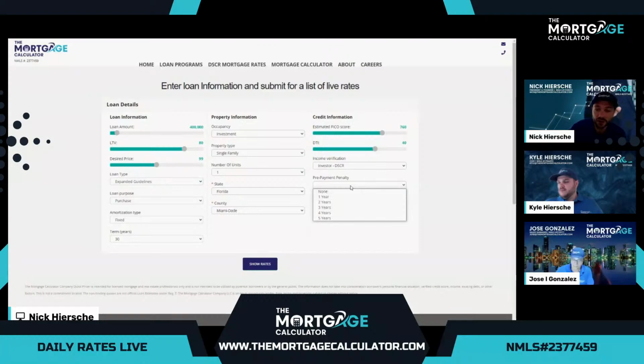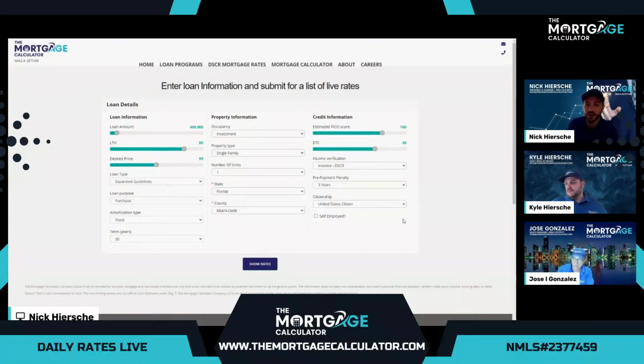And when we have an investment property, non-owner occupied, and it's under non-QM expanded guidelines, we always have a prepayment penalty. So we always price it with 3-year. That's typically standard for a non-QM, non-owner occupied investment property. But you have options for 0 prepay and options for 5-year. 0 will cost more, 5-year will cost less. So we're going to stick with 3-year as our most common option.